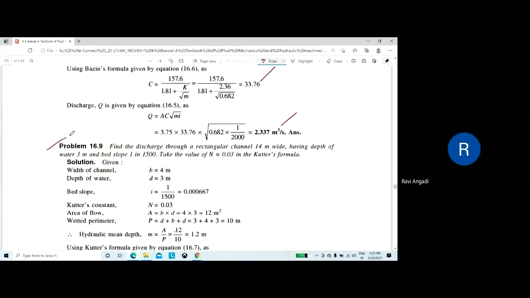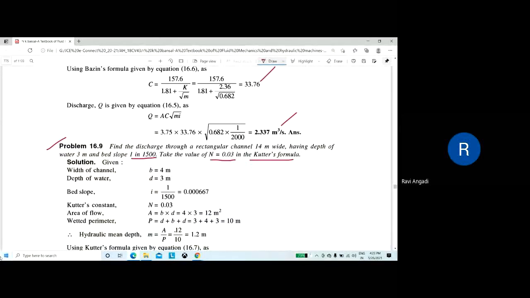Write on this problem, all of you. Find the discharge through a rectangular channel of 14 meter wide, having a depth of water 3 meter, bed slope 1 in 1500. Take the value of n 0.03 in Cutter's formula. See here they are asking you to take the Cutter's formula.